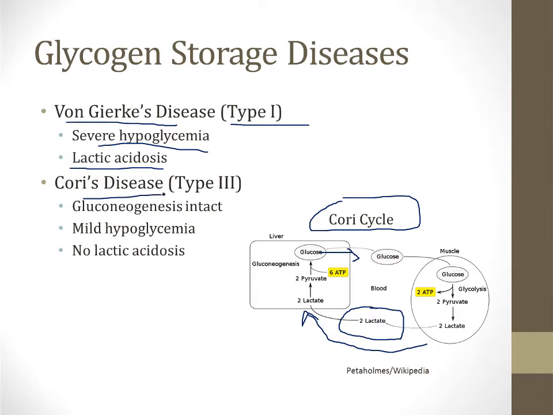In Cori's disease, which is a type 3 glycogen storage disease, these babies have problems breaking down glycogen, so they become hypoglycemic. However, gluconeogenesis remains intact. Therefore, the hypoglycemia is milder and the Cori cycle is not disrupted, so there is no lactic acidosis.